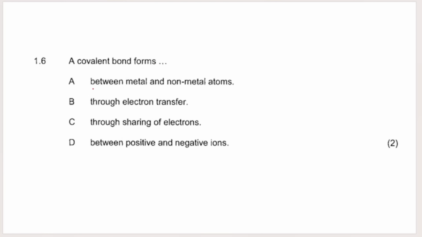A covalent bond forms, and then we have to choose the most correct answer. Definitely not between a metal and a non-metal atom, because that is ionic bonding. Through electron transfer, definitely not, because again, that is ionic bonding. Through the sharing of electrons, yes. Covalent bonding is between a non-metal atom and a non-metal atom, and it's the sharing of electrons. D is also incorrect because it's not between positive and negative ions. That again is ionic bonding. If you need more help with ionic bonding and covalent bonding, check the playlist linked above.